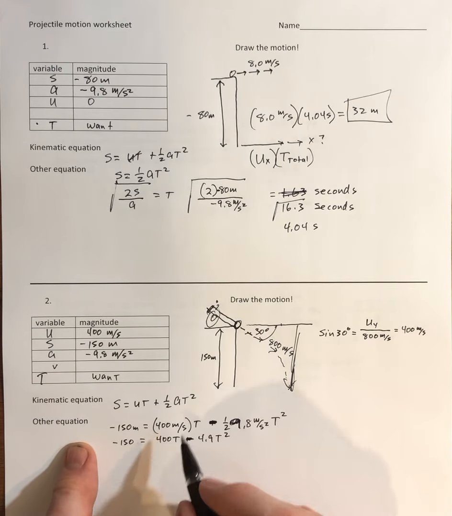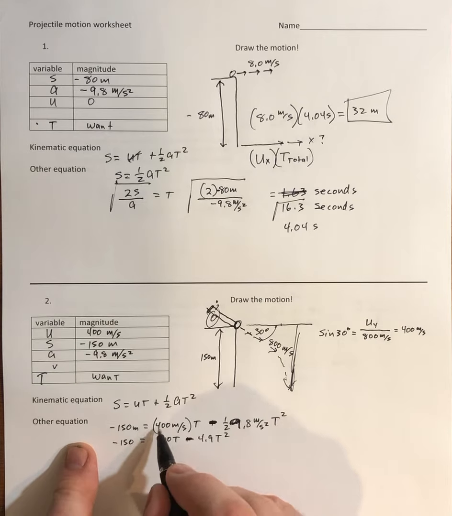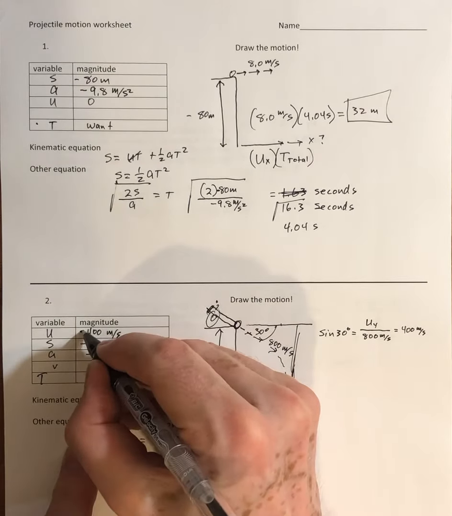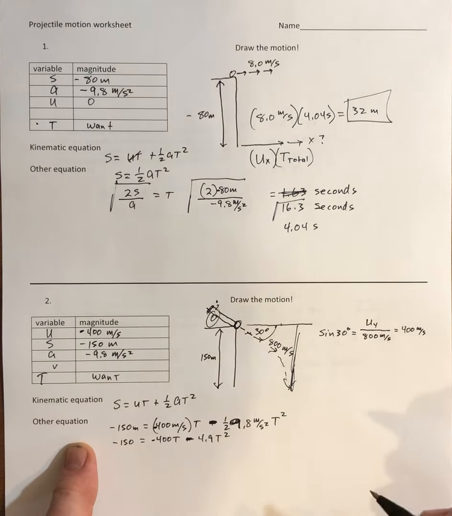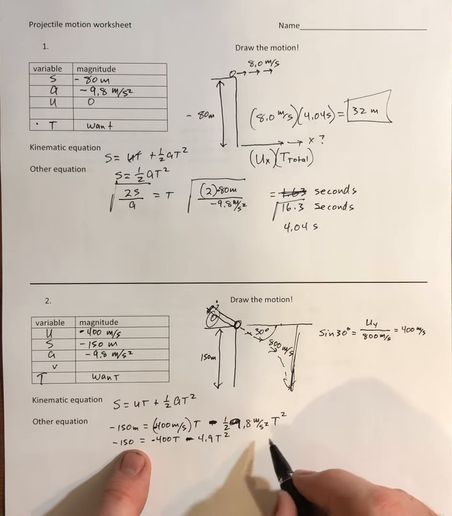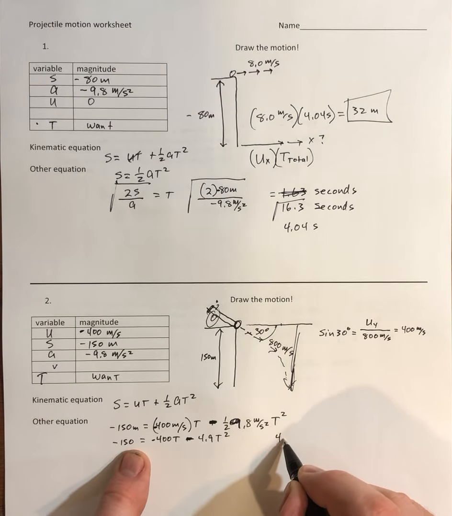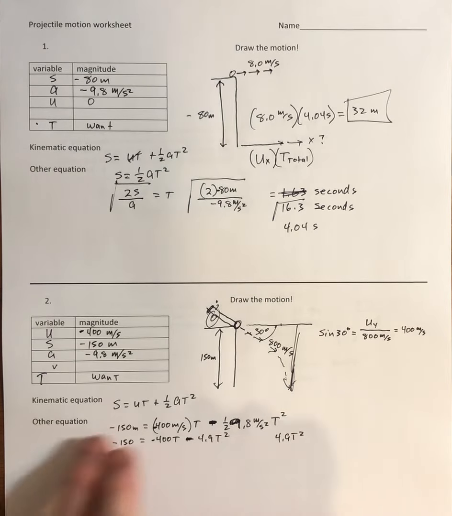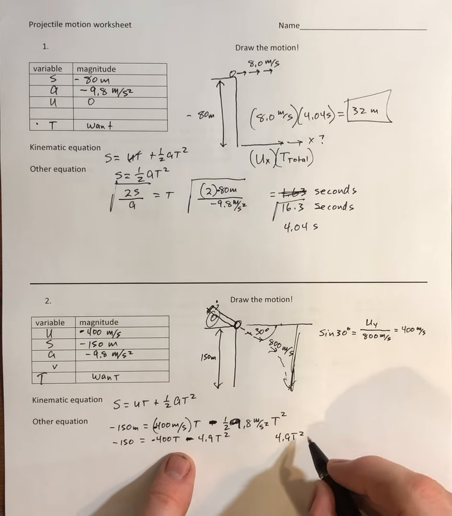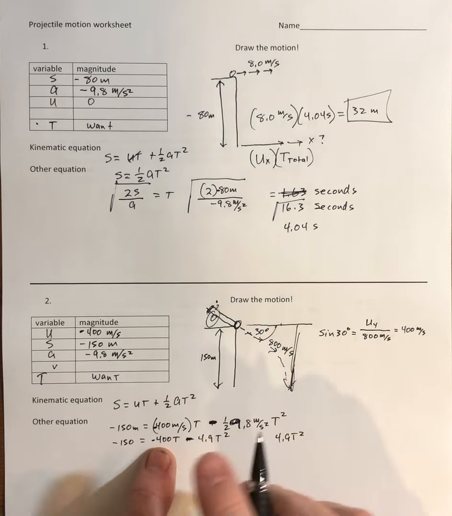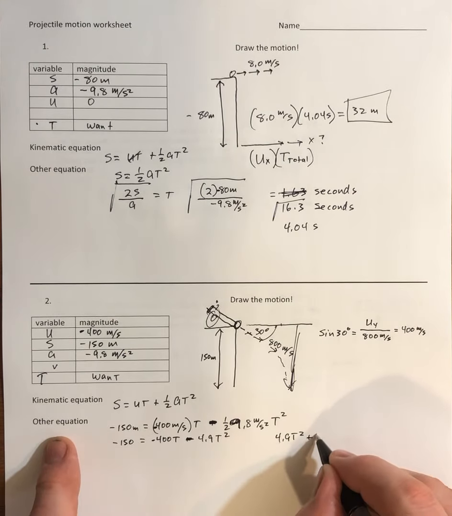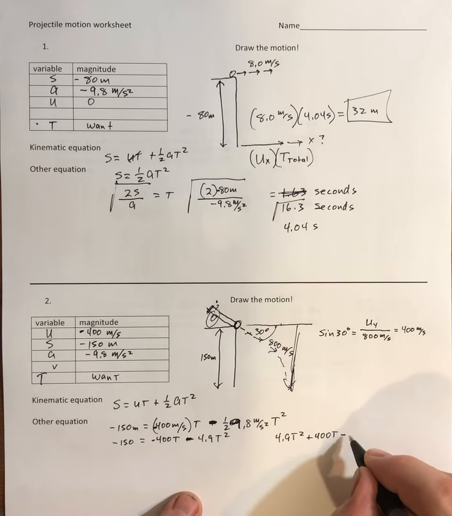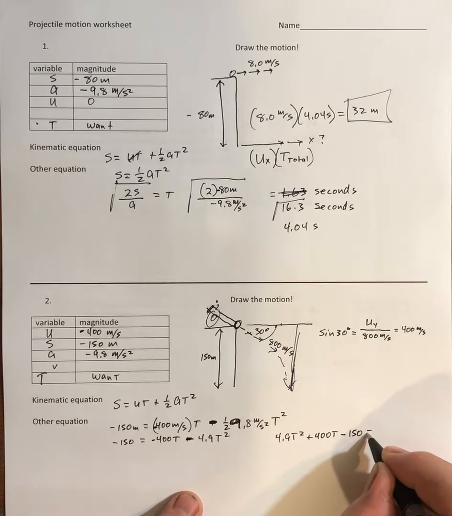I made a mistake here. This 400 should be a negative also, because look, I'm going downhill. So this is also a negative. So I've got negatives all over the place. Anyway, when I rewrite this, I'm going to write 4.9 t squared, because I'm moving this over here, and then I'm going to move the 400 over there. So plus 400t, move that over there also, minus 150 is equal to 0.